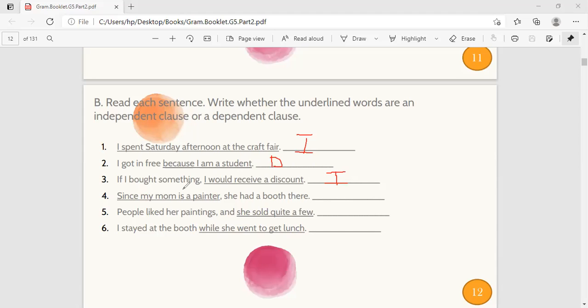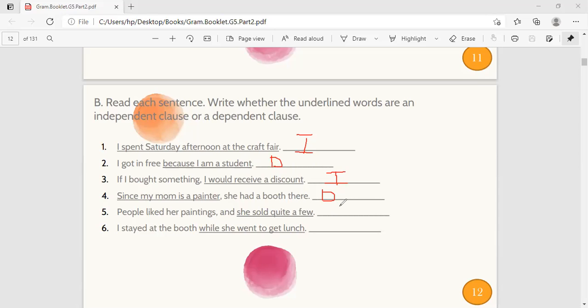Malak? Yes. Number 4. Since my mom is a painter, she had a booth there. Dependent. "Since my mom is a painter" is dependent. Majid? Yes, miss. Number 5. People liked her paintings and she sold quite a few. Oh, okay. She sold quite a few.